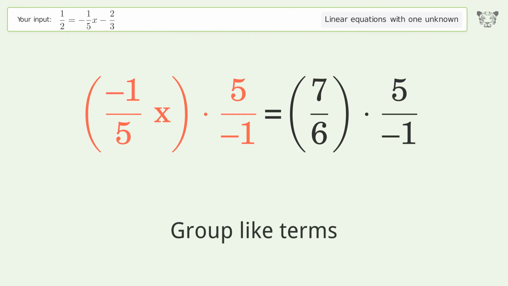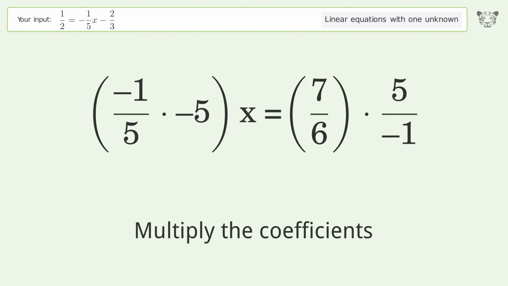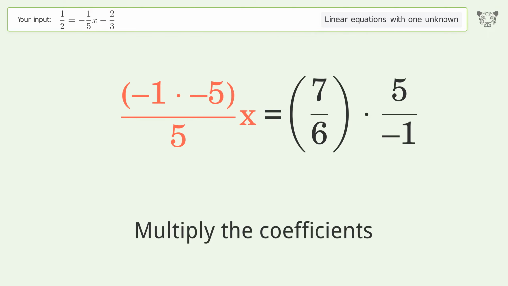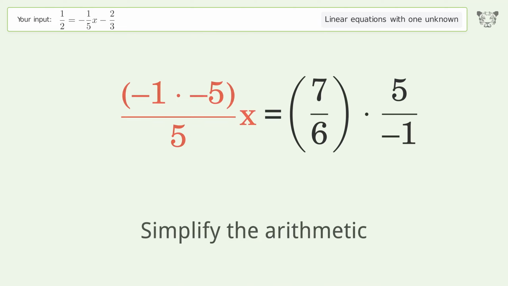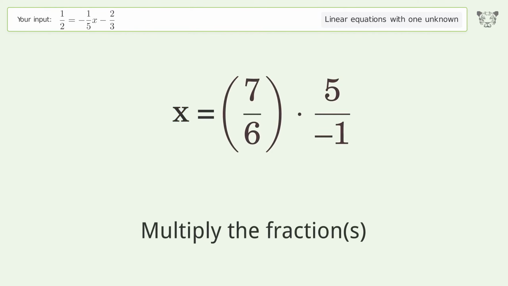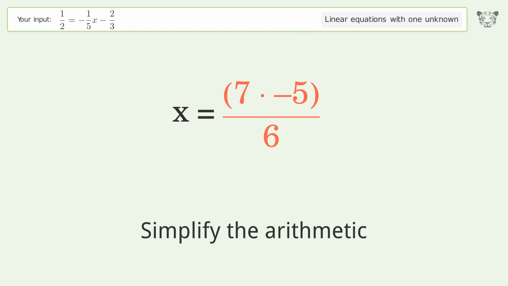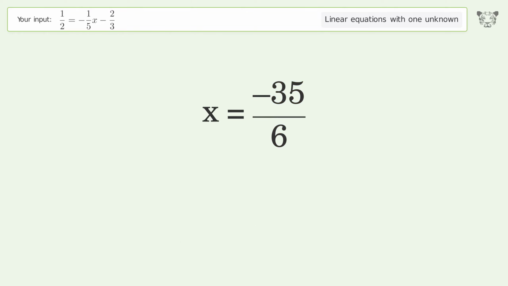Group like terms. Multiply the coefficients. Simplify the arithmetic. Multiply the fractions. Simplify the arithmetic. And so the final result is x equals -35/6.